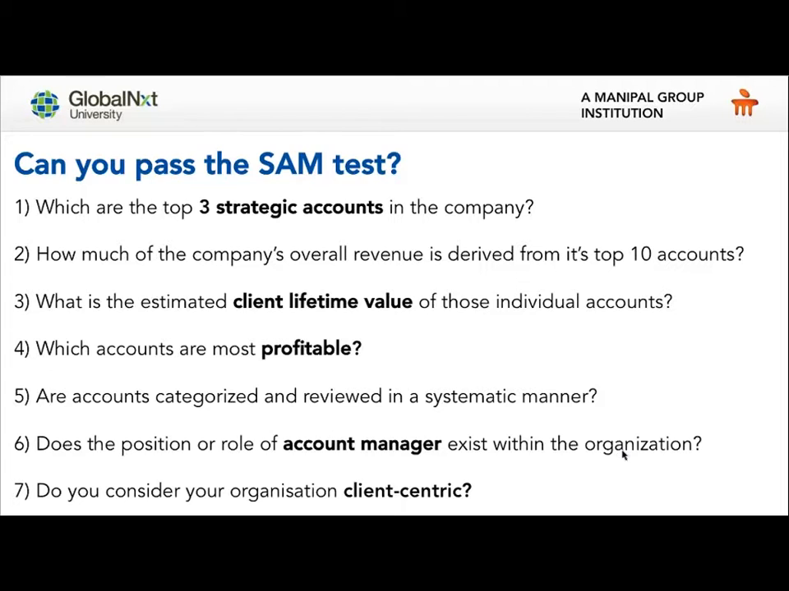So these are just a simple little test that I use, and if you can answer at least 5 or 6 of these questions, then I would say you probably have a very, very good handle on strategic account management. If you're only able to answer maybe 3 or less, then I would say, look, there's a lot to be learned about strategic account management. If you couldn't answer any of these questions, you could be in the wrong kind of job. So I don't know about that, but this is a little test that I use.